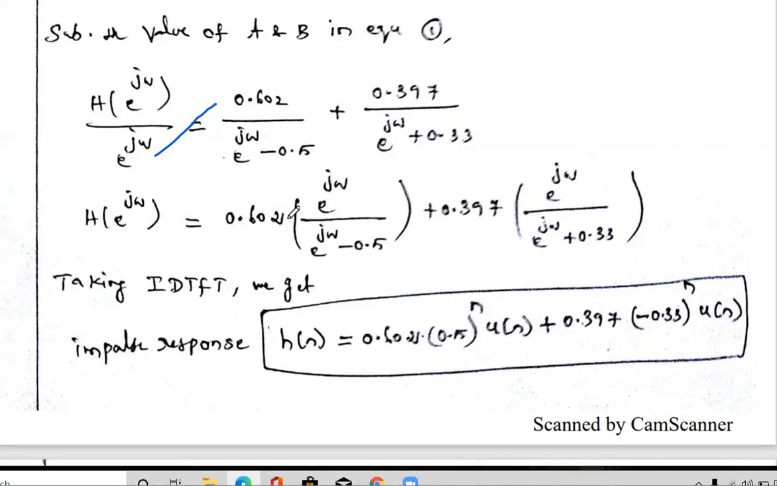This one is in the structure of the standard DTFT pair a^n u(n). So the signal a^n u(n) has the DTFT answer e^jω/(e^jω minus a). According to this equation, the inverse DTFT of this term is 0.5^n u(n). Similarly, plus 0.397 into, what is the IDTFT of this one? (minus 0.33)^n into u(n). Okay, so this is the impulse response of the given system.